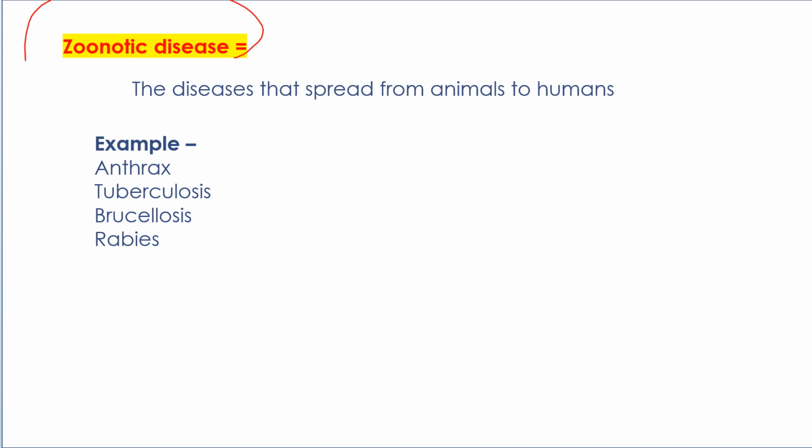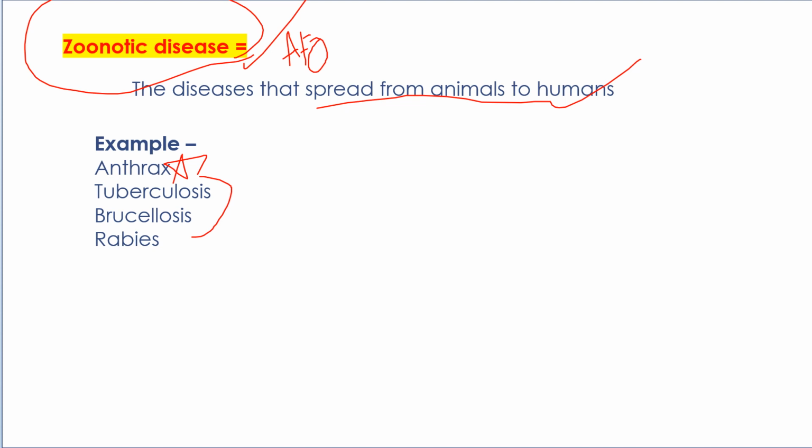Okay. So now let's talk about the zoonotic diseases. This has already come in AFO. So mark it very important. They had just asked the definition, so you should know what zoonotic diseases are. The diseases that can spread from animal to human are zoonotic diseases. For example, a very important example is anthrax, so you must remember anthrax well. Tuberculosis, brucellosis and rabies are examples of it.